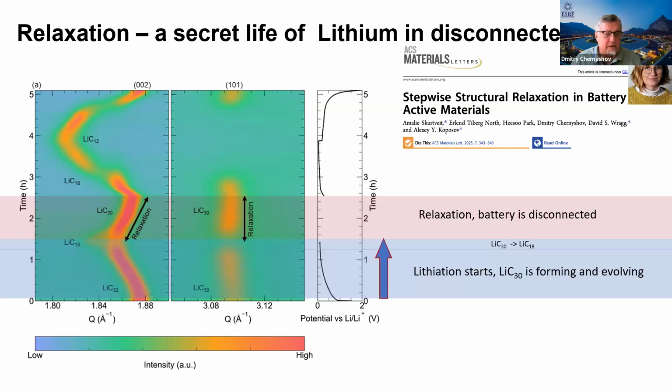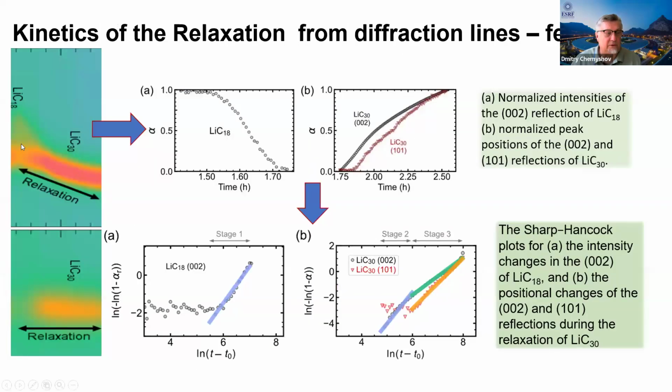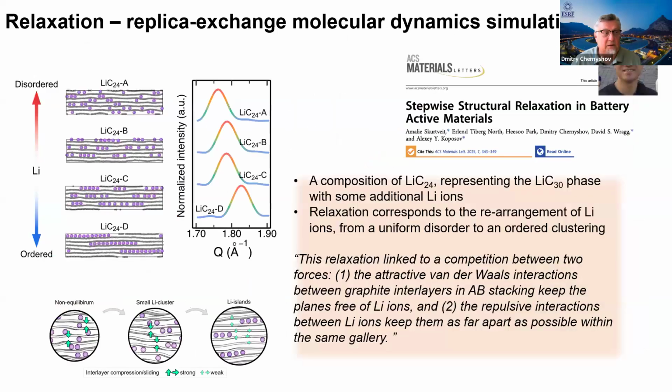is changing. If we look closer at the details of these changes, then from the intensity of Bragg reflections and their positions, using Kolmogorov-Avrami equations, we can identify 3 different stages with 3 different kinetics. The microscopic origin of this is, of course, redistribution of lithium. And a bit better insight we got from molecular dynamics simulations.